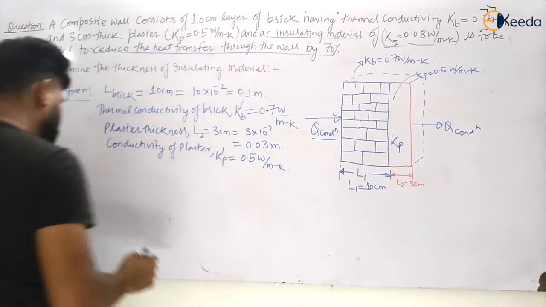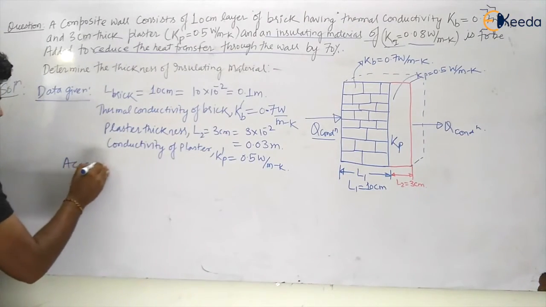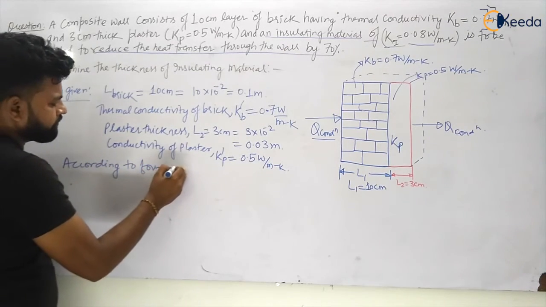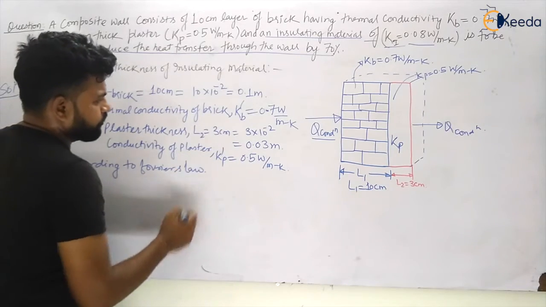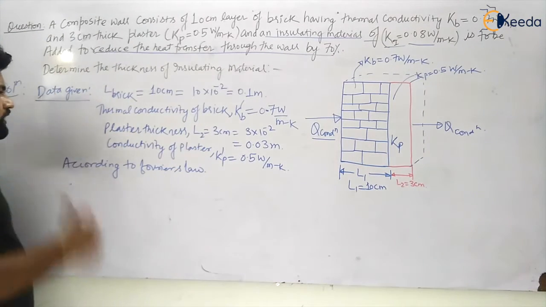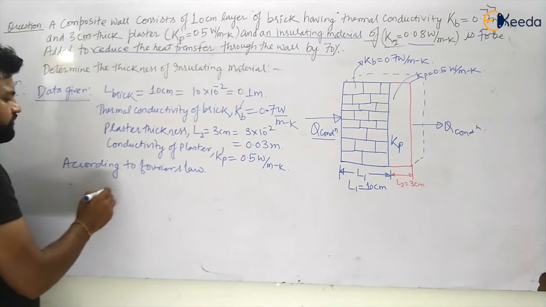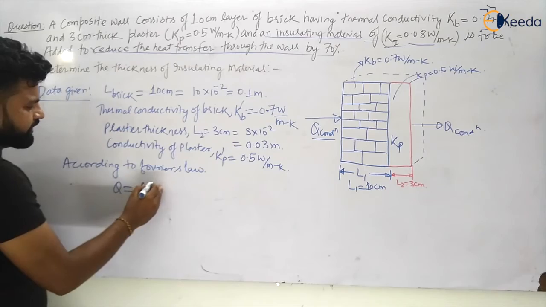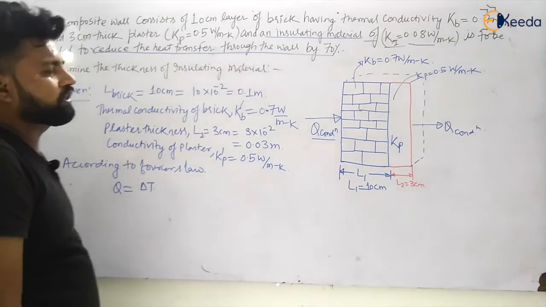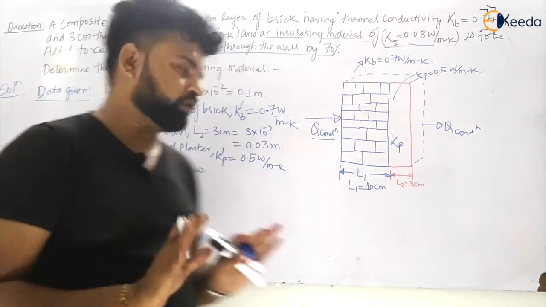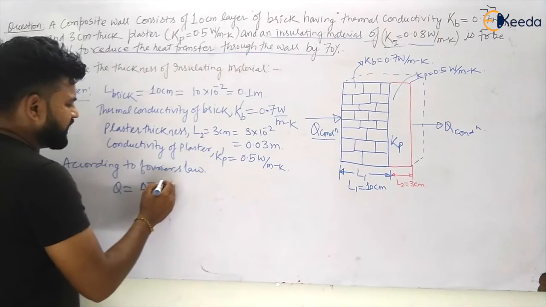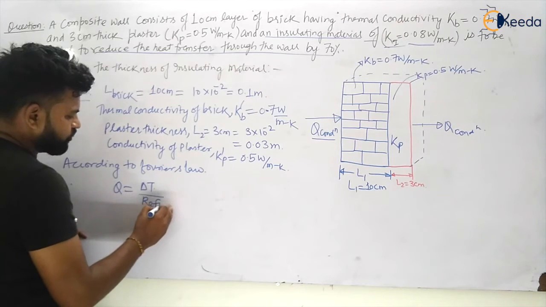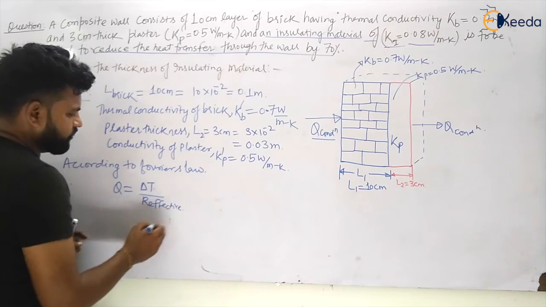Let us calculate the heat transfer. According to Fourier's law, we already know, we have applied Fourier's law in the equation. So how can we calculate the heat transfer? This will be given by Q equal to delta T divided by R effective. Delta T is not given here, so don't be confused. Let us solve it. So what will be the effective resistance? Let us calculate, my dear students.